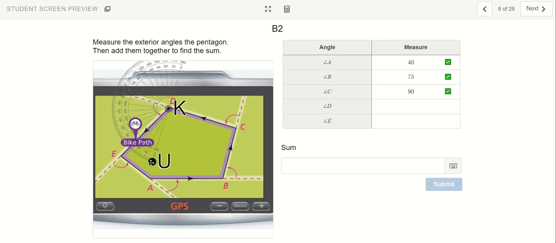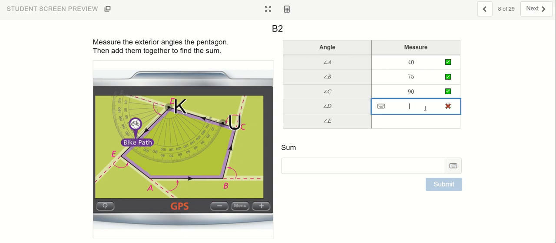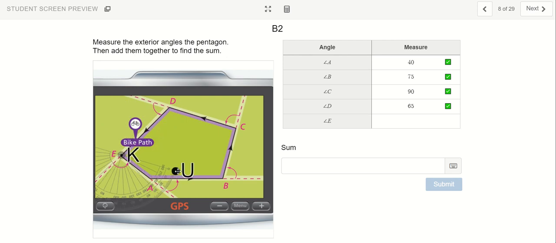Angle D. Let's measure this. Make sure the bottom lines up. This is kind of hard to see, but it looks like in between, here's 80, here's 90. Is this 85? Oh, sorry, let me move this. Here's 90, here's 80. Oh, sorry, 65? There we go. And this last one, the outside angle, is 100 or 95?